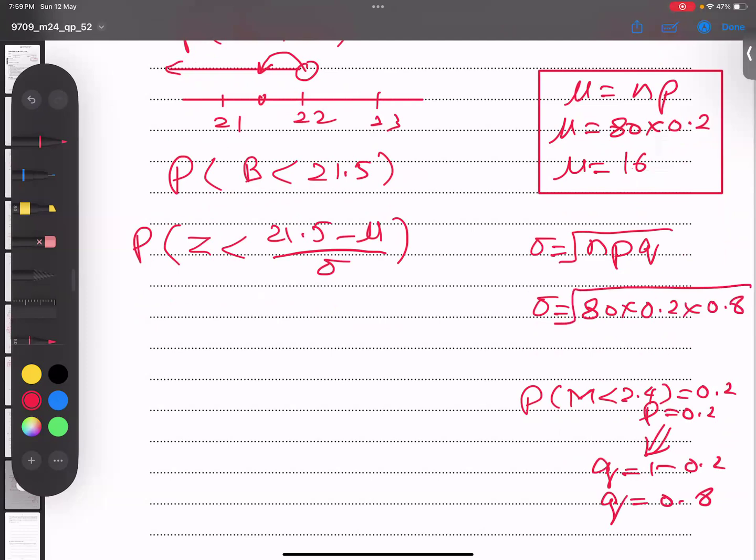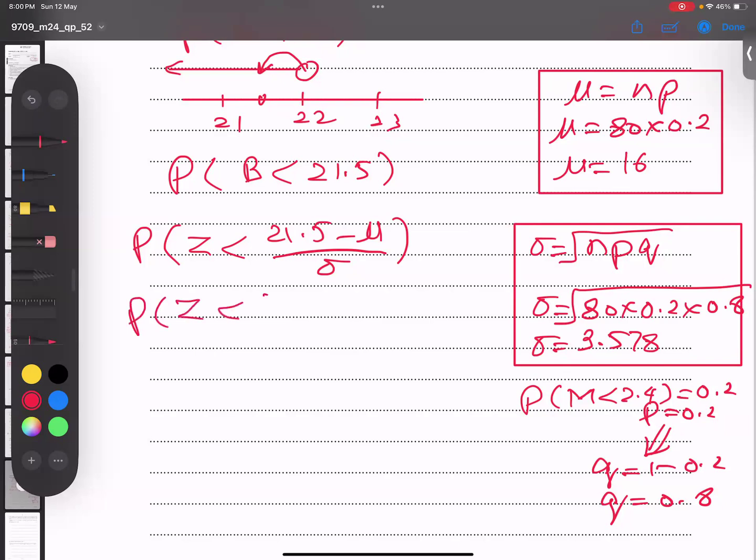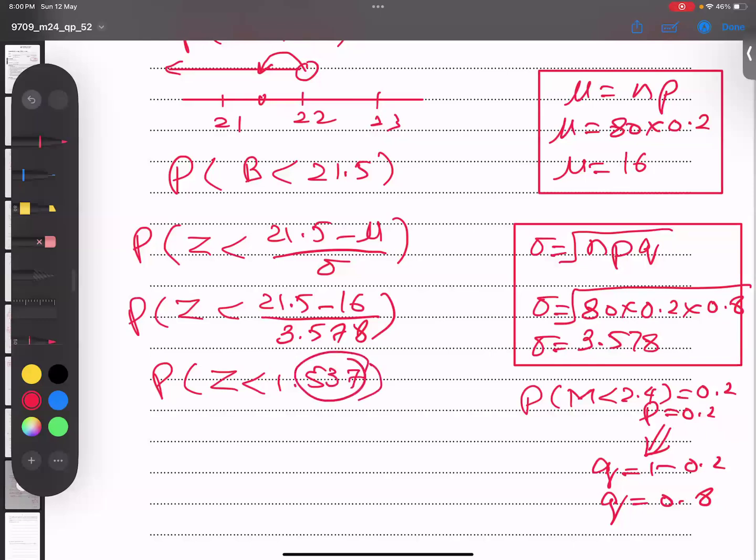So deviation is the root of 80 times 0.2 times 0.8, and the value turns out to be 3.578. I wrote it a little more accurately. Okay, now students, I'm going to plug in Z: 21.5 minus mean 16, divided by deviation 3.578. My value is coming as Z less than 1.537. Always write 3 dp. Round to 3 dp.